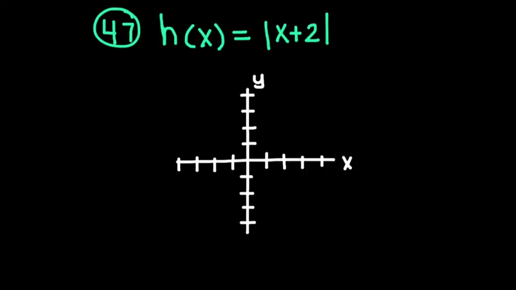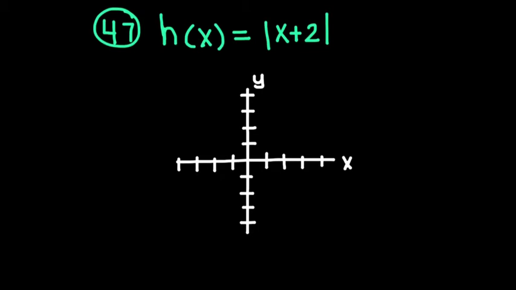We're asked to sketch these functions now using our parent functions and using the idea of a shift. For number 47, h of x equals the absolute value of x plus 2. My parent function is the absolute value function. Because the plus 2 is part of what I'm taking the absolute value of, it's part of the domain, that indicates a horizontal shift. So every point of that parent function will be shifted 2 units to the left. The plus 2 indicates a shift to the left.